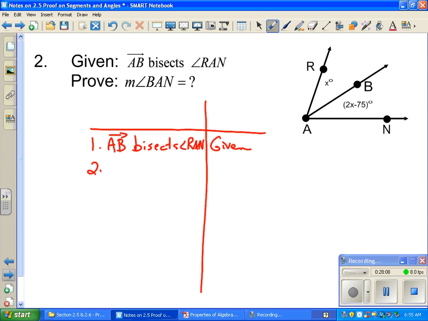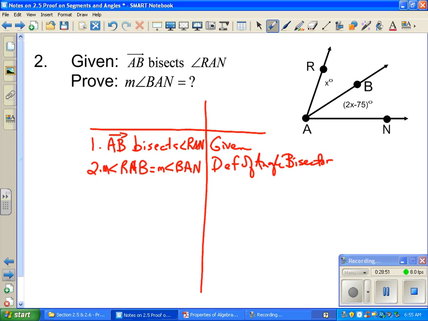So we know when you bisect an angle, it makes 2 equal angles. So we're saying the measure of angle RAB, and don't forget to put that little M in front of it, is equal to the measure of angle BAN. And the reason they're equal is because they've been bisected. And the word bisect is a verb that represents one of our vocabulary words. We're bisecting angles, so this is angle bisector. And actually, it's the definition of angle bisector. So let me fill that in. Definition of angle bisector.